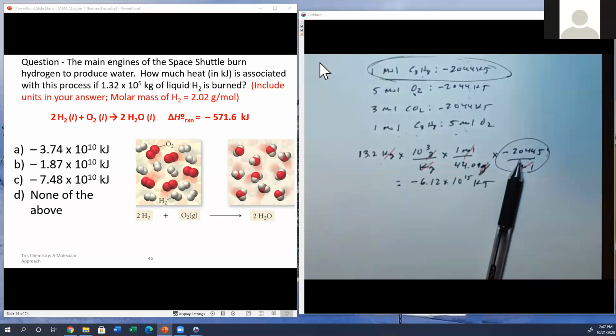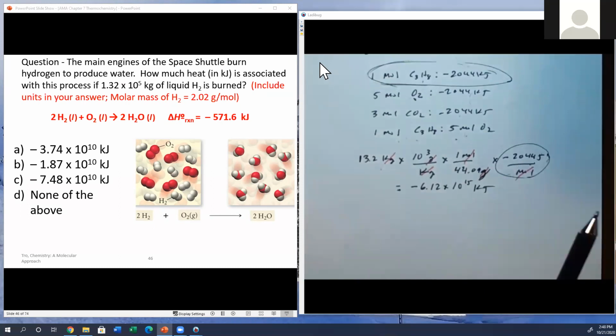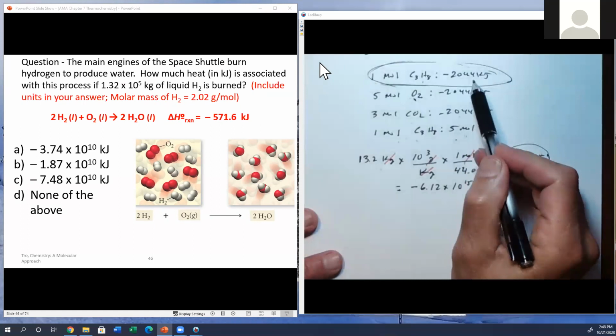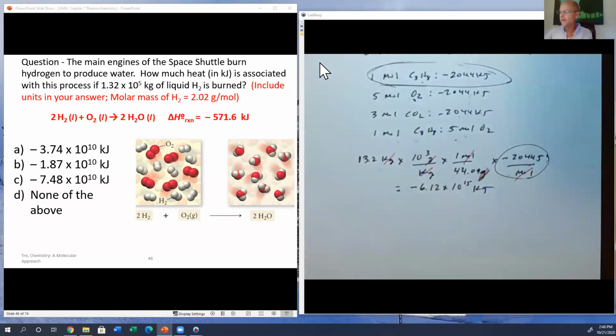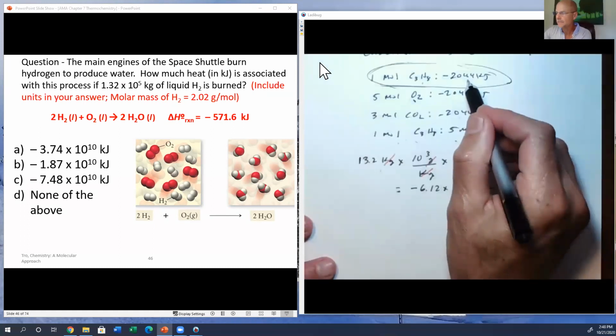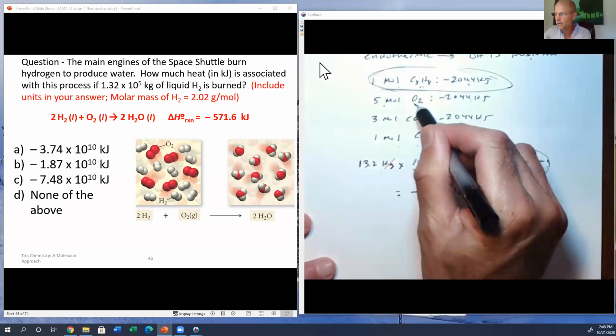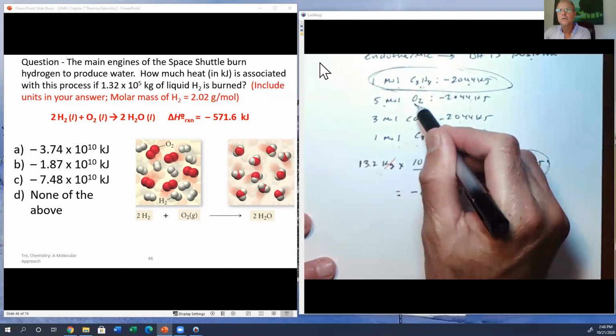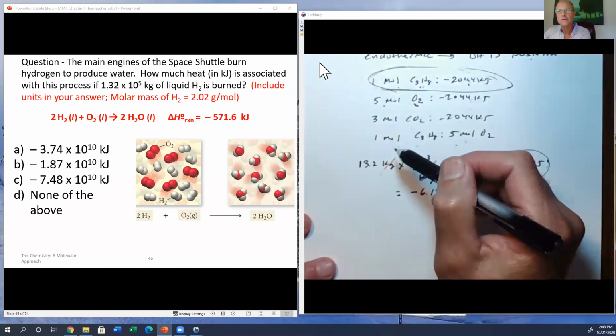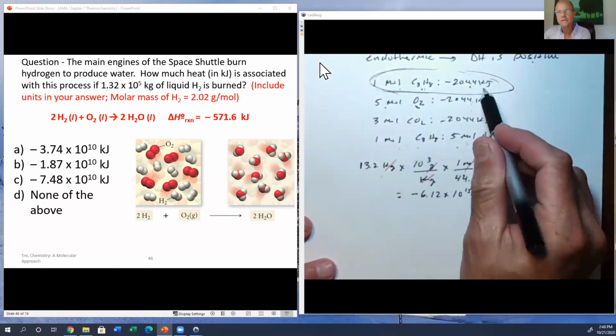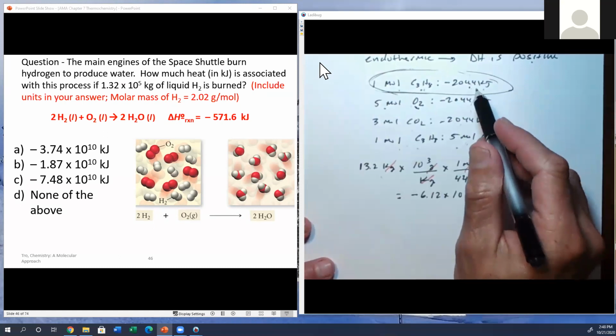Wait, Charles, I got a quick question. Sure. What exactly is that, negative 2044? Let's say in the context of that equation, is that the flame? So this is the amount of energy that is emitted when 1 mole of C3H8 reacts with 5 moles of O2 in that reaction. Right? It's the total amount of energy emitted for the whole reaction, right?